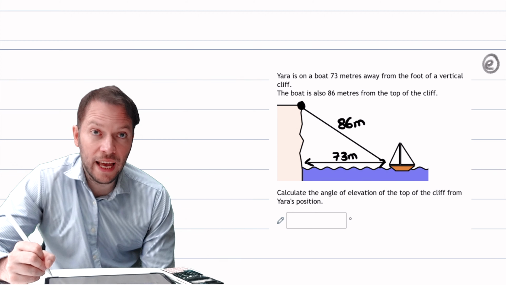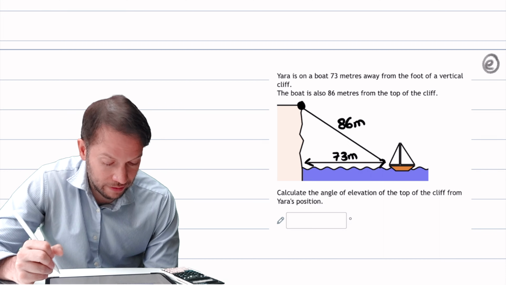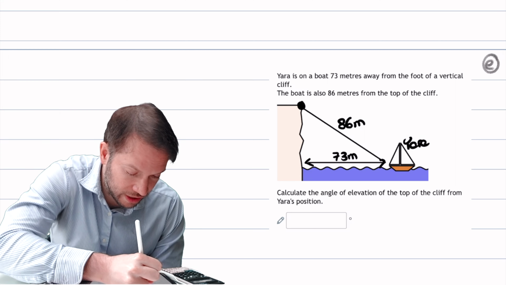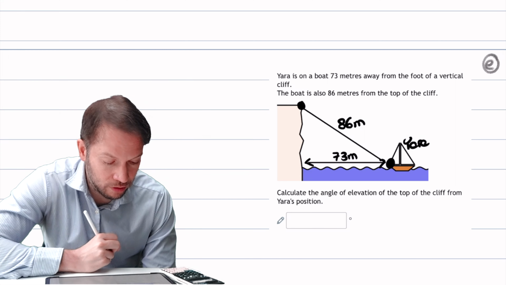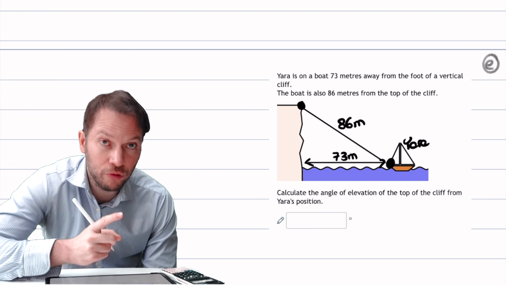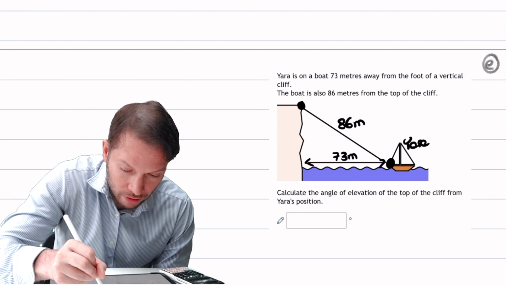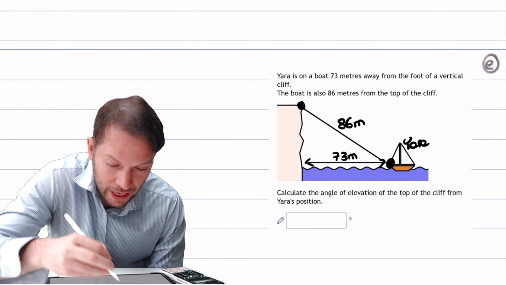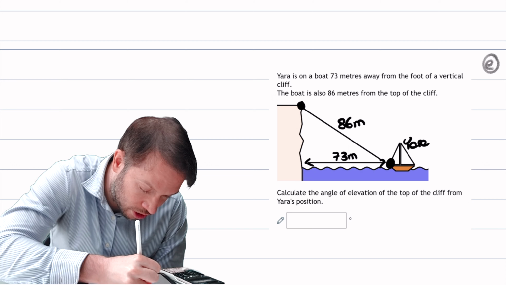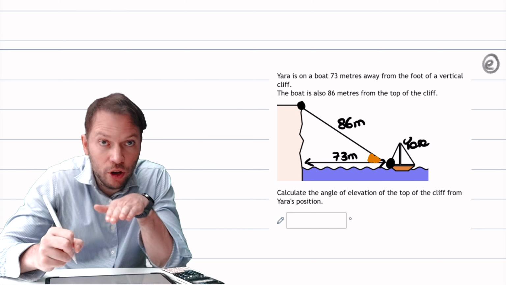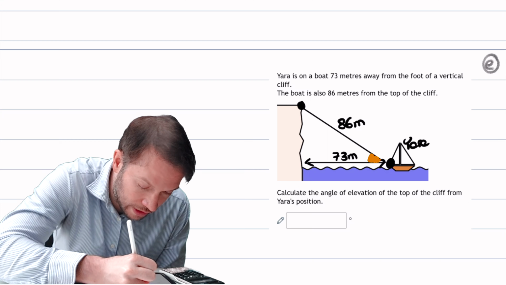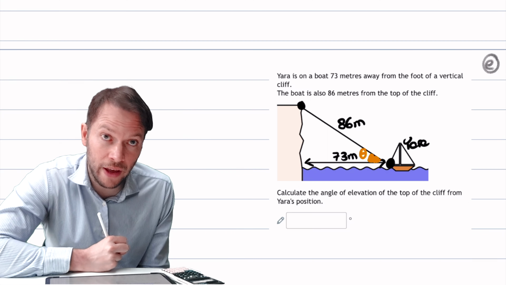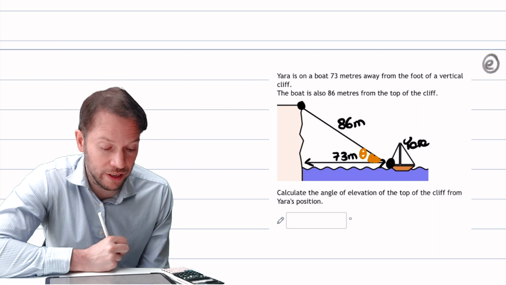We want to calculate the angle of elevation of the top of the cliff from Yara's position. So Yara's here, and you want to know the angle of elevation of the top of the cliff from her position. So from this position, if you look horizontally, and now you're looking up, the angle of elevation is the angle Yara has to look up in order to then look up at the top of the cliff. So this is the angle we're trying to find. Let's call it theta. Theta is a Greek letter. We often use it as a variable letter for angles, unknown angles.